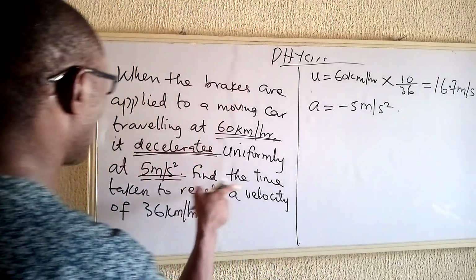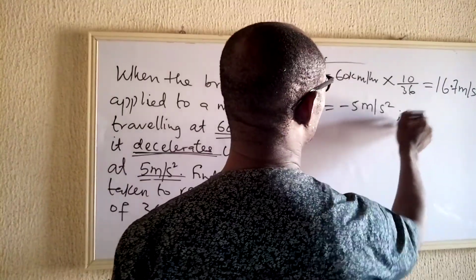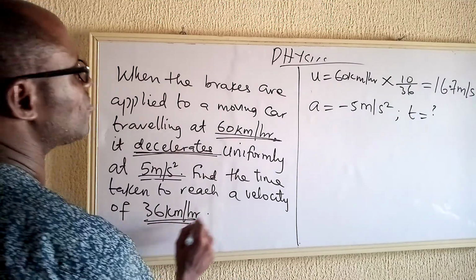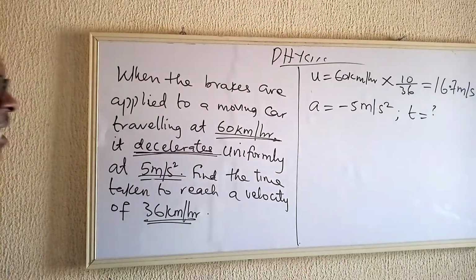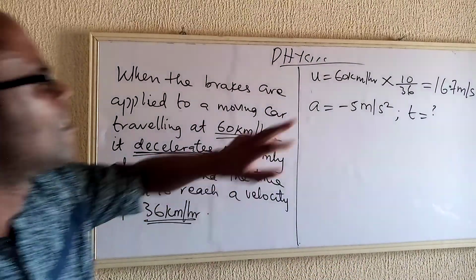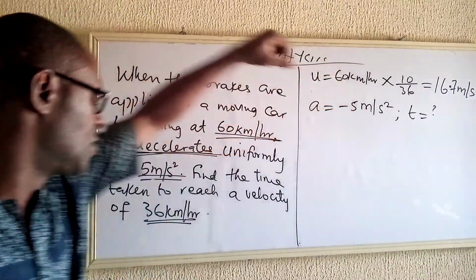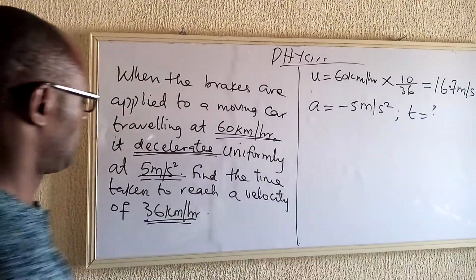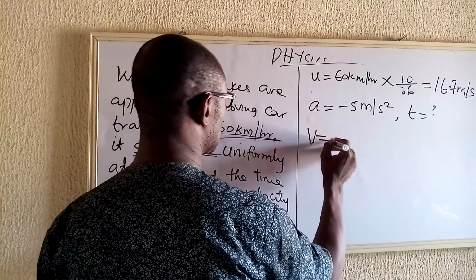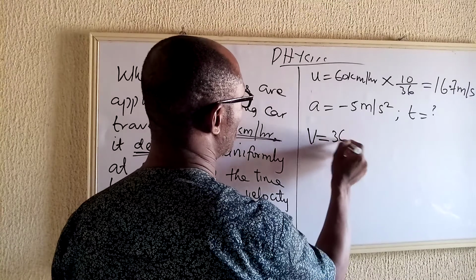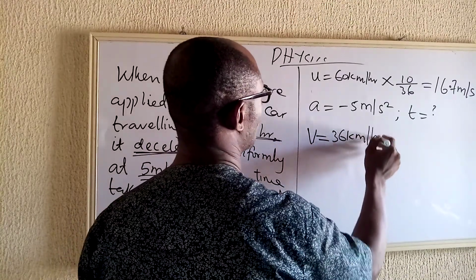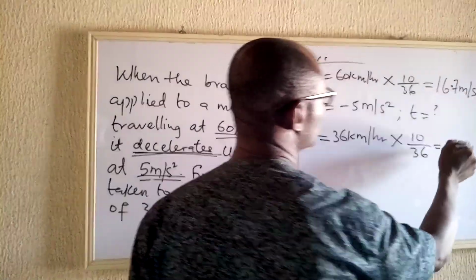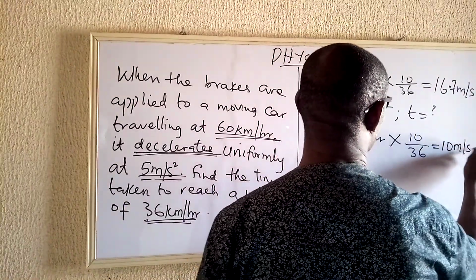Okay, find the time taken. We are looking for the time to reach a velocity of 36 km per hour. That's the final velocity now. The velocity with which it started was 60 km per hour. Now it's going down to 36 km per hour because brakes are applied. So V is 36 km per hour, multiplied by 10 over 36 to convert. That will give us 10 meter per second.